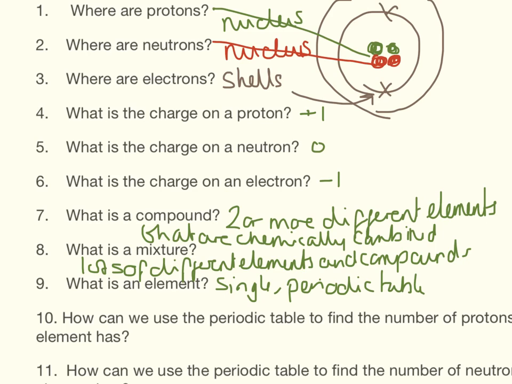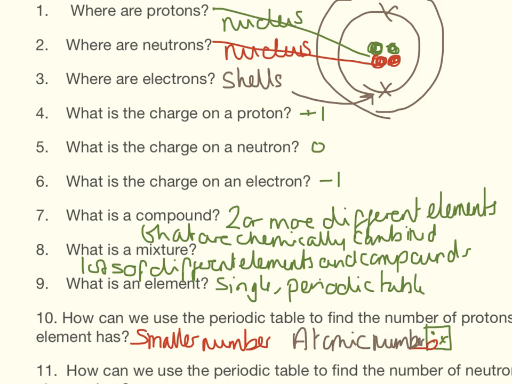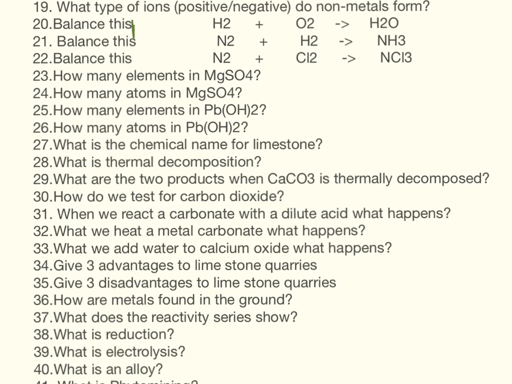How can we use the periodic table to find the number of protons an element has? So I'm just going to draw you a quick sketch. There are two numbers in the periodic table. We would be looking for this number here, the smaller number, or as it's properly known, the atomic number. And that is going to be the smaller of the two on the periodic table, and it's generally going to be the one down here at the bottom. The number of neutrons is the mass number minus the atomic number, and that is going to be the big number minus the small number.